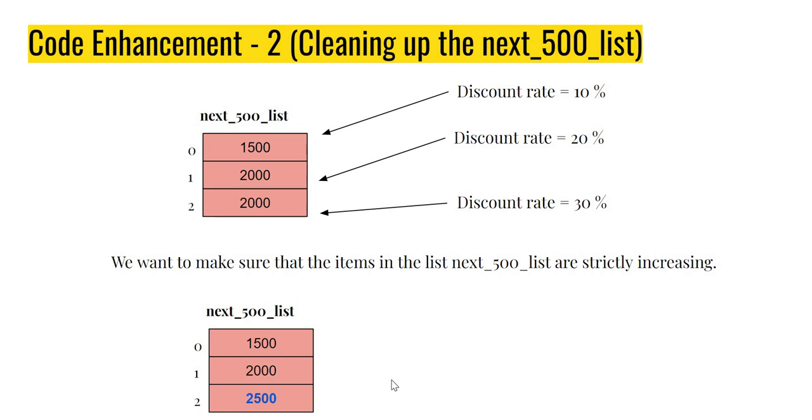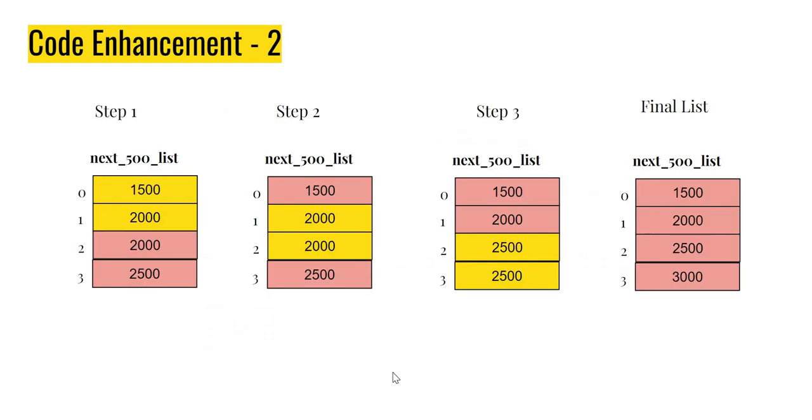Let's see the logic that we are going to use to do this. It's quite interesting in its own right. And that will be the second code enhancement. What we are really doing, like I said, is that we want to make sure that this list, next 500 list, is strictly increasing. I can do that in multiple steps. All I really need to do is to compare, for example, item 0 to item 1. If in this case, for example, 1500, 2000, everything looks okay, I don't need to do anything. I can move on to the next items.